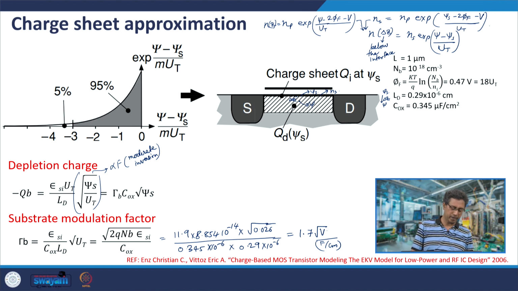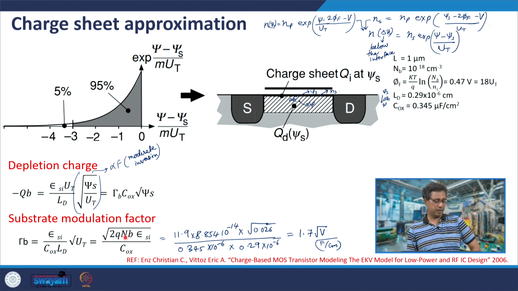So, how does it affect? If the value of gamma b is larger, how would it be larger? If the body substrate doping density is larger. So, if this is an n channel MOSFET, and the p type substrate doping density increases, then the value of gamma b also increases. Here you have just substituted the value of LD. So, that is how you get this. So, the value of substrate modulation factor increases as you increase the substrate doping density.